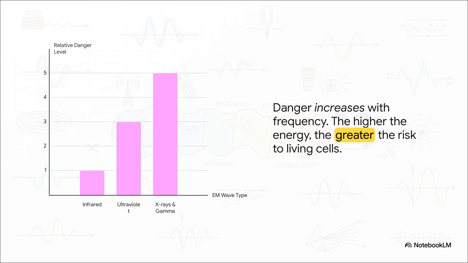Once you get past visible light on the spectrum, you're entering the danger zone. Infrared radiation is what you feel as heat, and too much of it can burn your skin. Ultraviolet, or UV, from the sun, we all know that can cause sunburn and even skin cancer. And then you get to the heavy hitters, X-rays and gamma rays. These guys carry so much energy they can cause real damage to our cells and even our DNA.